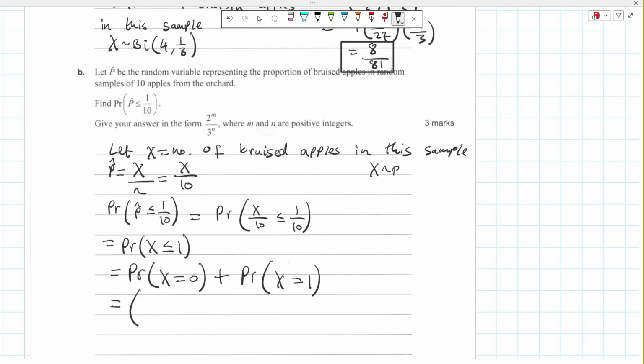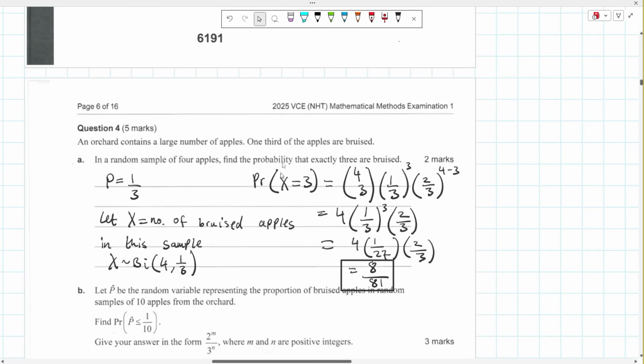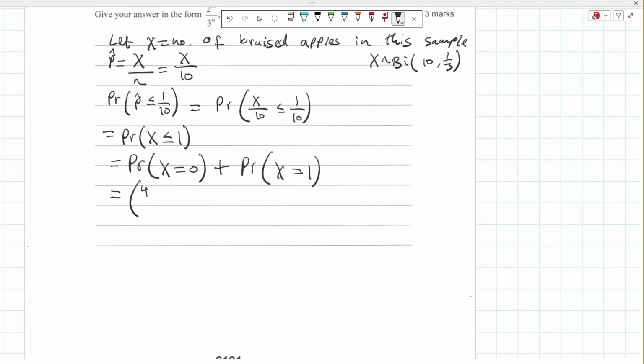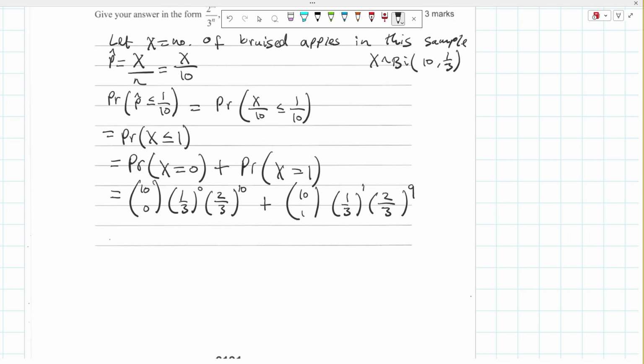And x is a binomially distributed variable with 10 tries and a success probability of a third. Let's just double check that. Yep. So we get 10 choose 0 times a third to the 0 times 2/3 to the 10 plus 10 choose 1 times a third to the 1 times 2/3 to the 9.